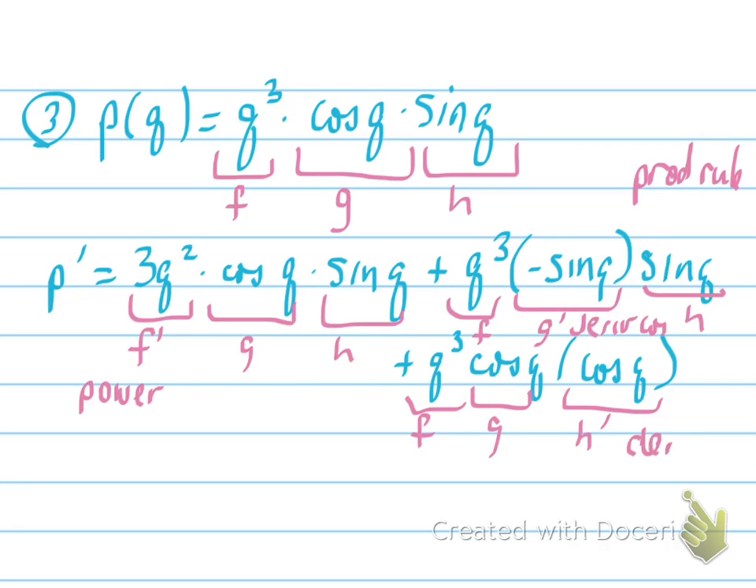And here we have calculated the derivative of P of Q. We used the power rule to take the derivative of f. We used the derivative of the cosine to take the derivative of the cosine. We used the derivative of the sine to take the derivative of the sine. And the overarching rule we used was the product rule.